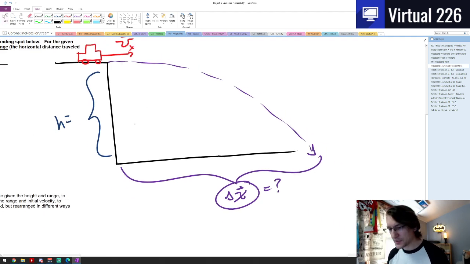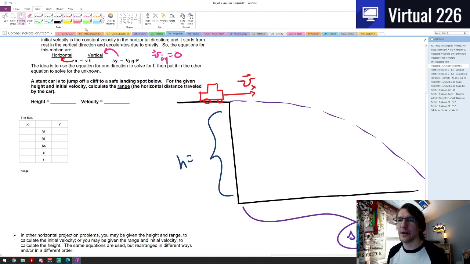Now, let's just grab some random values here. Let's just say that our velocity is 5.26 meters per second, and I don't know, what's a good value of height? Let's go with 30 meters. I don't know, let's just pick something. Let's just put something there, okay? So if this is what we have, let's go to the box and let's fill out what we know.